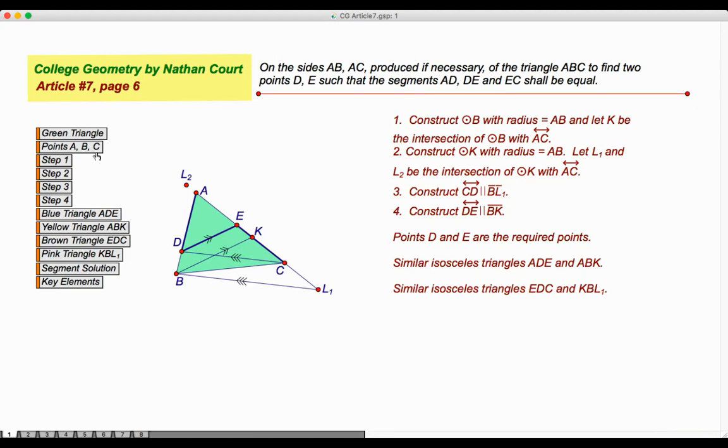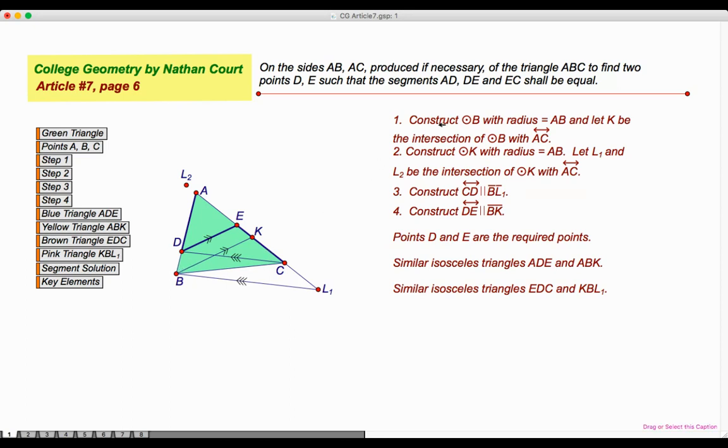So, here we have triangle ABC. Our task is actually to locate this point D and point E. So, we can assume that this is indeed the solution, okay? But if you notice, I can make use of point B in this case. So, what will I need to do?